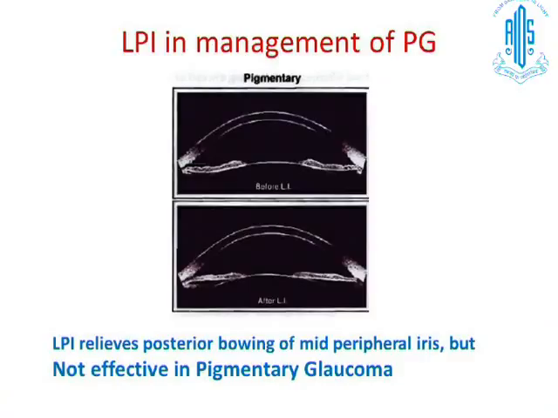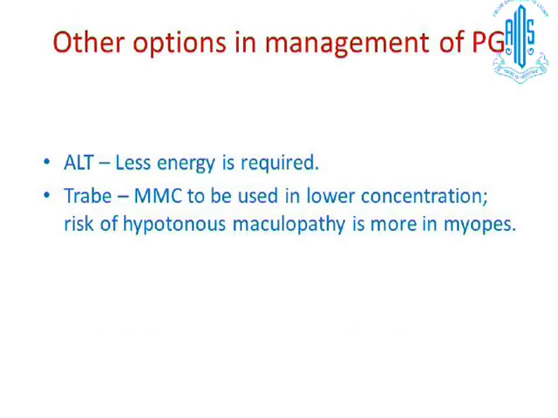LPI in management of the pigmentary glaucoma is important. As I said, the posterior bowing of the mid-peripheral iris is the key finding. It relieves the posterior bowing of the mid-peripheral iris, but once there is glaucoma or a glaucomatous damage, then this will not be effective, and you may have to sort out the other measures. The other options are argon laser trabeculoplasty, because less energy is required. It is a heavily pigmented trabeculum, and maybe mitomycin C can be used. But please remember that these are usually myopes, and there is a risk of hypotonous maculopathy in these cases.